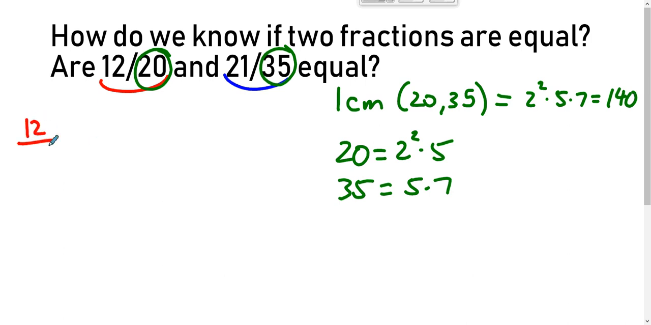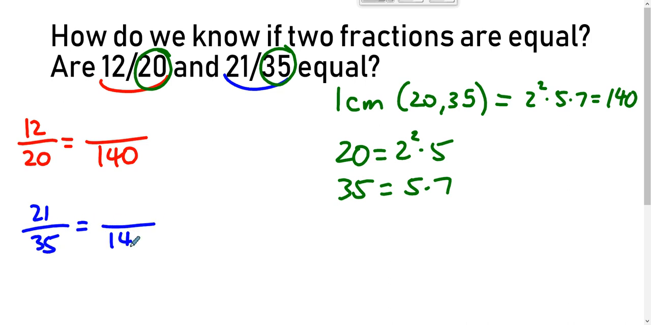So 12/20ths is the same as some number of 140ths, and 21/35ths is the same as some number of 140ths. But what? And how do we know? Well, if we were to have fraction strips with 20ths, and then fraction strips with 140ths, it would take 7 of these to make one of those. It would take 7 of these little guys to make up one of these 20ths.